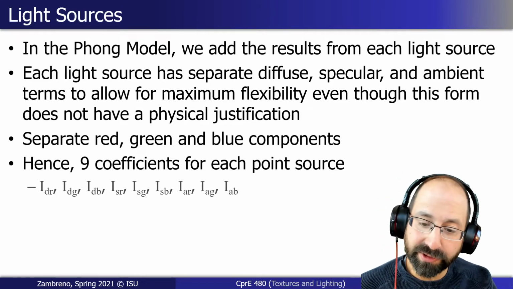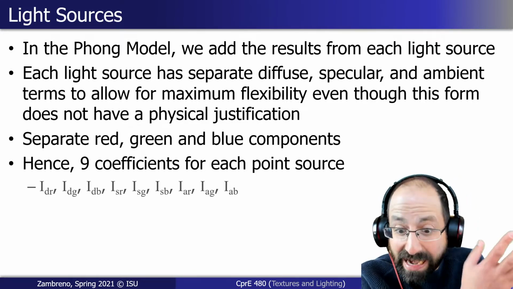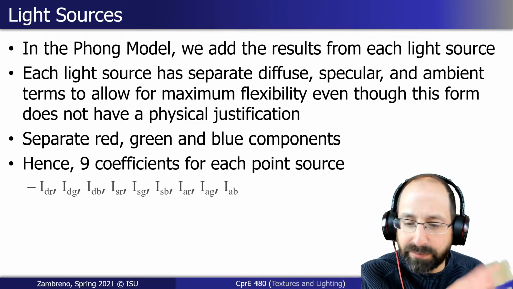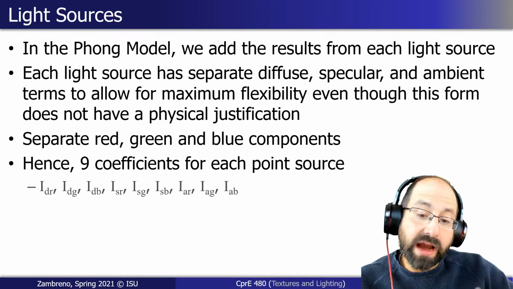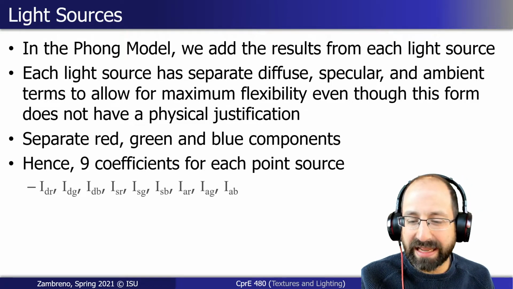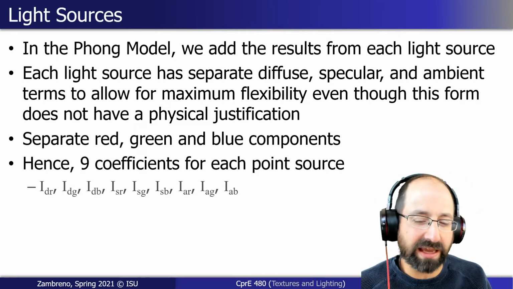And for each of those three things, then it's the R, G, and B. So you can imagine we think of light as being white, but it's not necessarily so, right? We could have a red light and a blue light, or any colored light we may need to have in a scene. And that's for every particular light source.